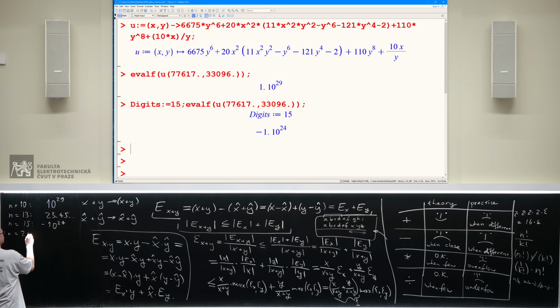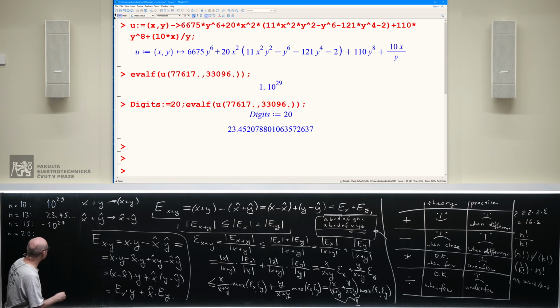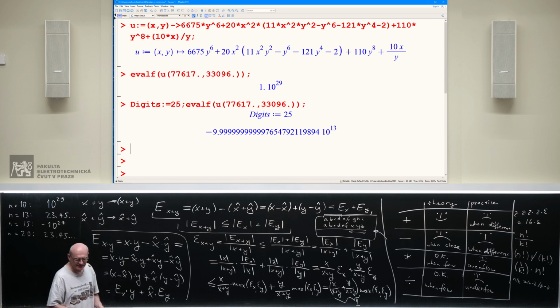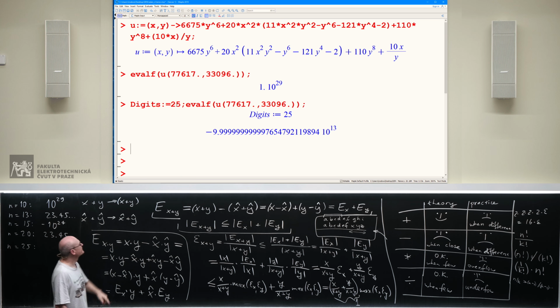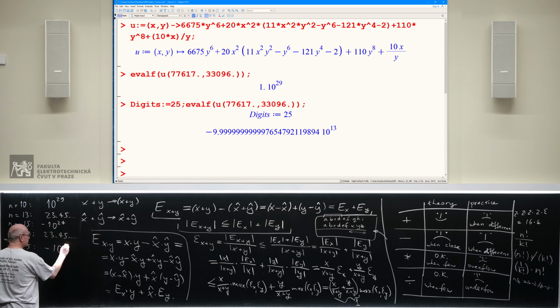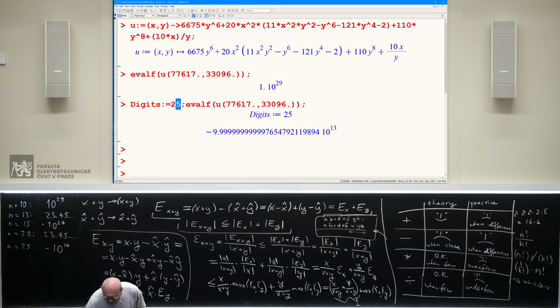Okay, this looks like an interesting sport. How about 20 digits precision? With 20 digits precision, the answer is 23.45. So this is becoming the candidate or the favorite if we should guess the answer, but we are not going to guess. We will try higher precision, 25 digits. With precision 25 digits, the result is, okay, I would love to write 10 to 13. I would really love it, but this is almost negative 10 to 14. 14 is also a nice number. Okay, let's not be prejudiced against numbers.